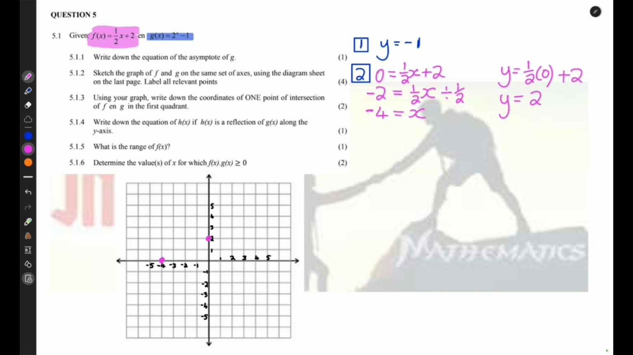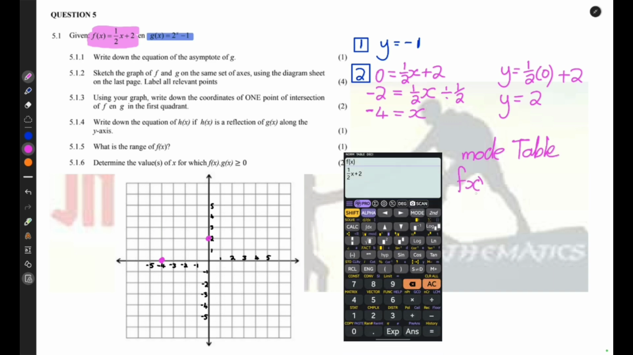The other way to do this is with the table method. Okay, so on your calculator, you would go mode, you would press table, then next to f(x), you are going to type in this exact value. So you're going to make a fraction, you're going to do a half, then you are going to press alpha and x, and then plus 2. We don't want a g(x), so with g(x), I'm just going to keep it 0. Then you press equal, it goes to the next one.